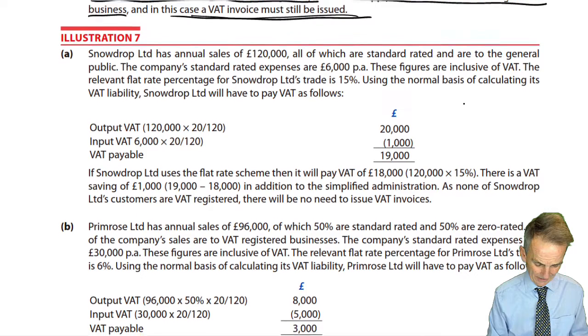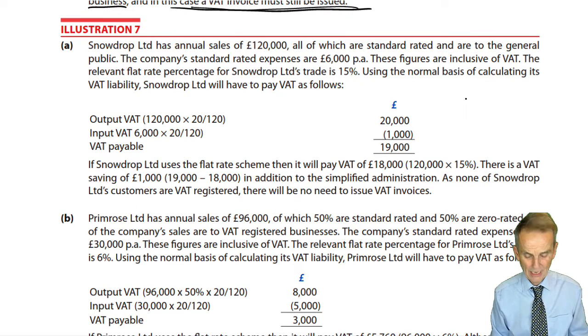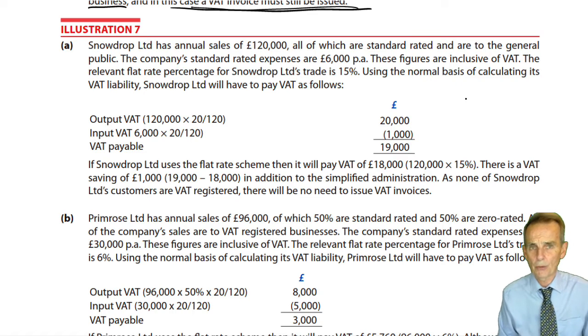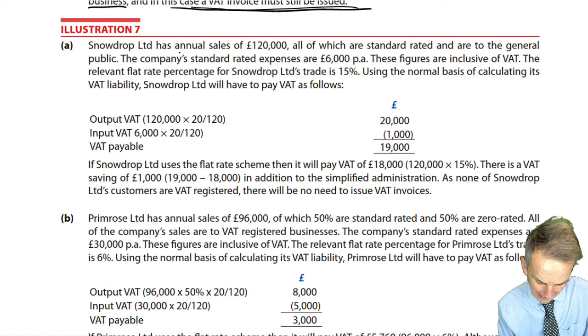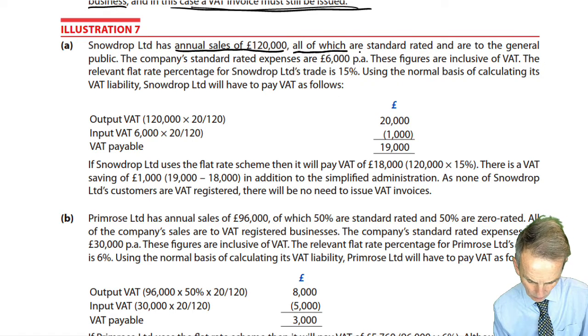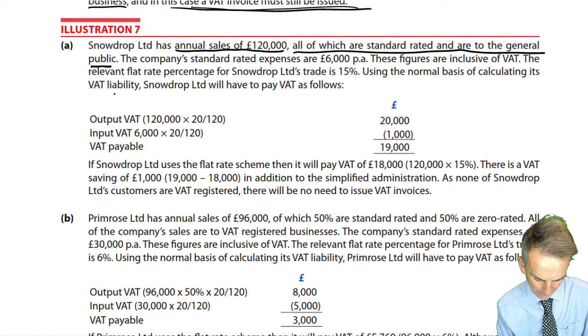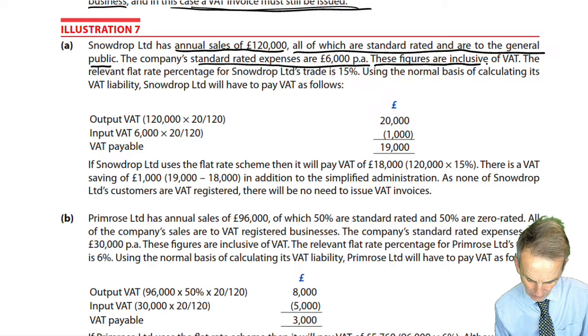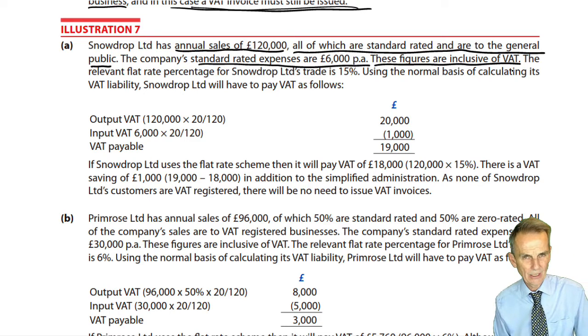Illustrations just to test out our newfound knowledge here, and again principally testing do we or don't we want to adopt this flat rate scheme. First one. Company has annual sales of £120,000, all of which are standard rated and are to the general public. The company's standard rated expenses are £6,000 per annum. These figures are inclusive of VAT.